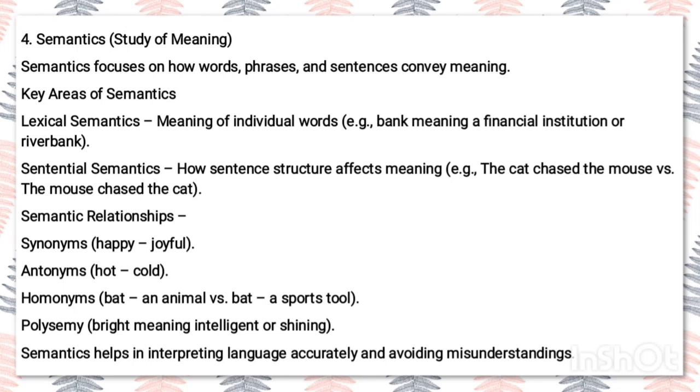Next one is homonyms. That means words that have the same spelling or pronunciation but different meanings. Bat as an animal versus bat as in sports. Next one is polysemy, a word with multiple meanings. For example, bright can mean intelligent or shining.